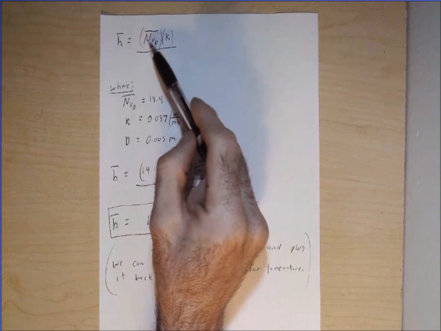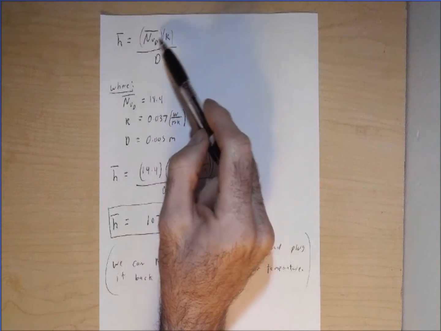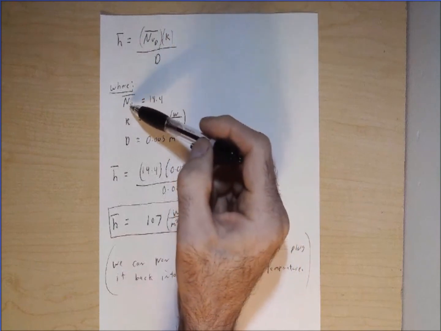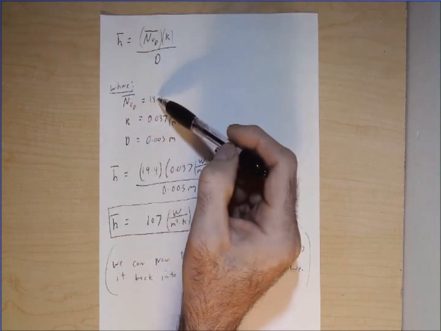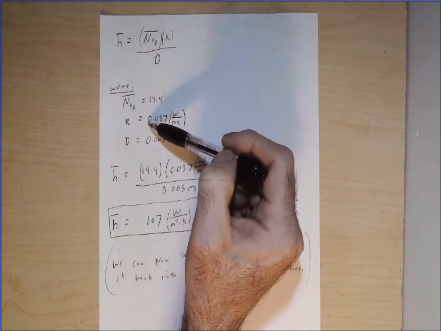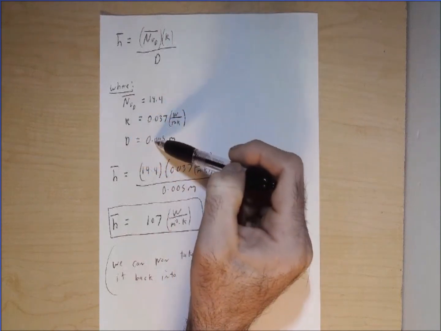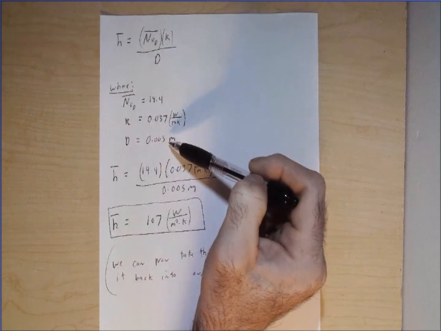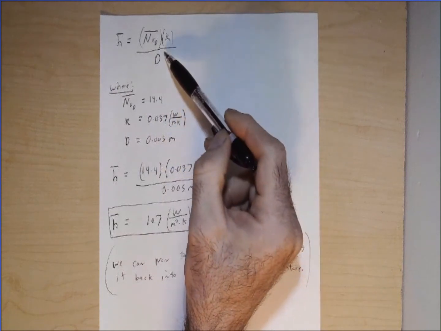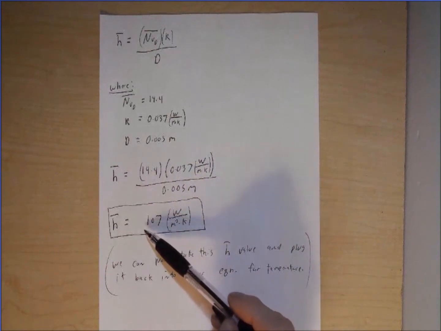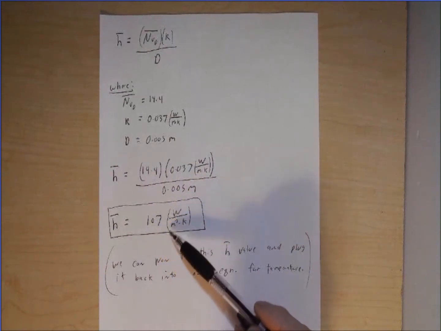We have the value for our Nu sub D average here, and we plug this in with our k and our D values. Average Nu sub D is equal to 14.4. Our k was given to us as 0.037 watts per meter times Kelvin. Our diameter is 0.005 meters. Plug those values into this rearranged 7.52, and what we end up with when we do this out is 1.07 watts per meter squared times Kelvin.